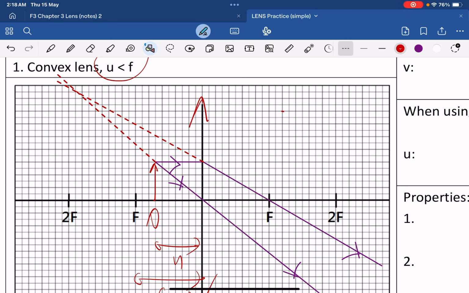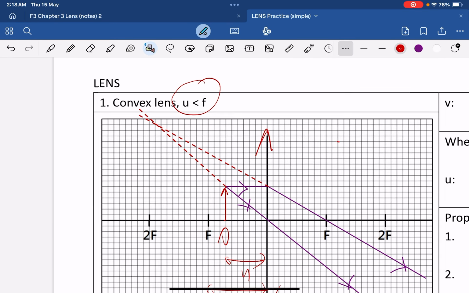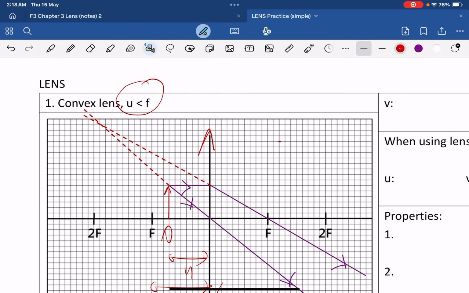Okay, don't forget it will be a straight line. Okay, and then we find the image is located here. Intersection point located here. This is the image.